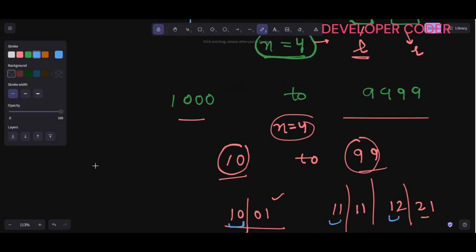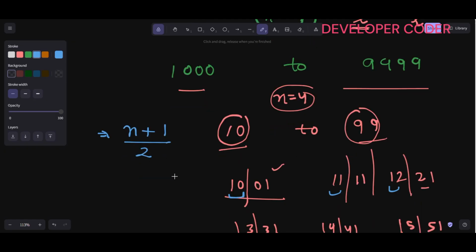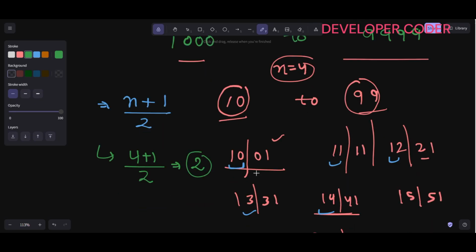So just do one thing: whatever the n value, in that n value just add 1 and divide it by 2. So now here just place 4. If you place 4 plus 1 divided by 2, you will get nothing but 2 only. So this is the number of integers you are checking for the left side, right?